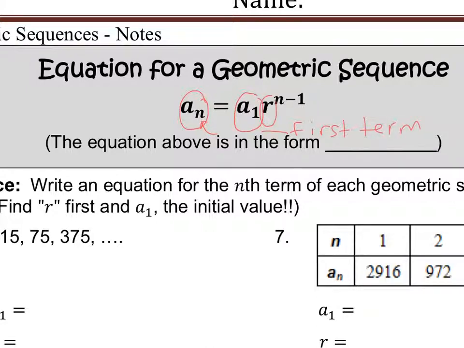And then r, we've already seen that also. That's our ratio. So the only thing we really haven't seen is we're raising this to the power of n minus 1, n being our term number. So when you break it down like that, it's not a real scary formula.